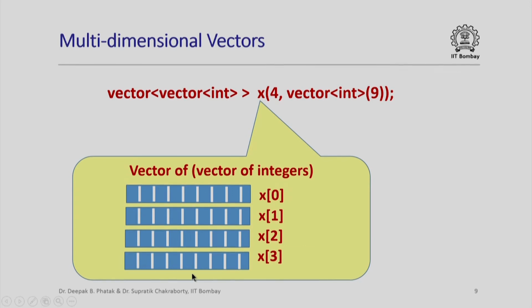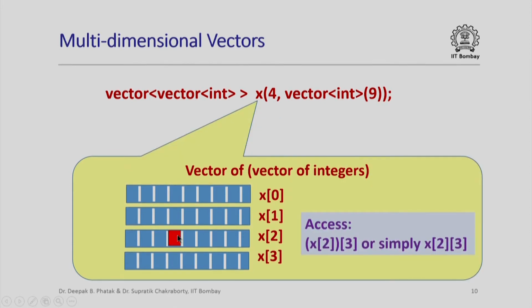These 4 horizontal rectangles basically denote the 4 elements of the vector x. So, x is indeed a vector of size 4. However, each of these elements is in turn a vector of integers of size 9. Each of these little blue boxes here corresponds to an integer, and therefore, each of the elements of the vector x is a vector of integers of size 9. So, you can clearly see here that by defining a vector of vectors, I am able to now talk about a 2-dimensional matrix. How do I access the elements of this 2-dimensional matrix or vector of vectors?